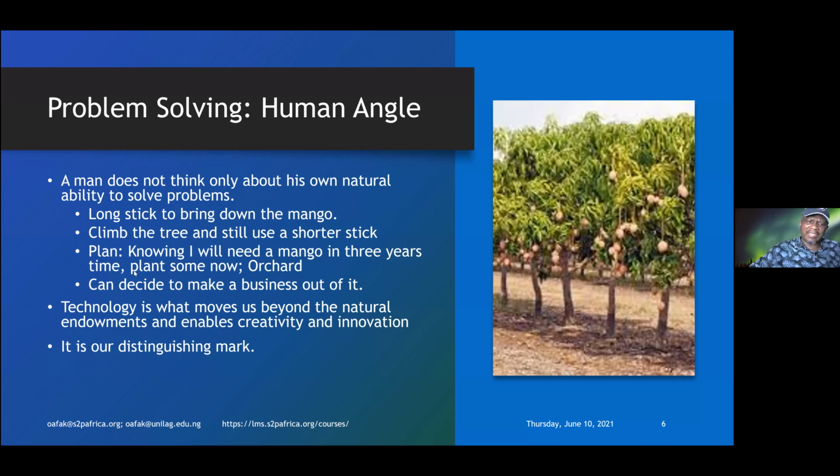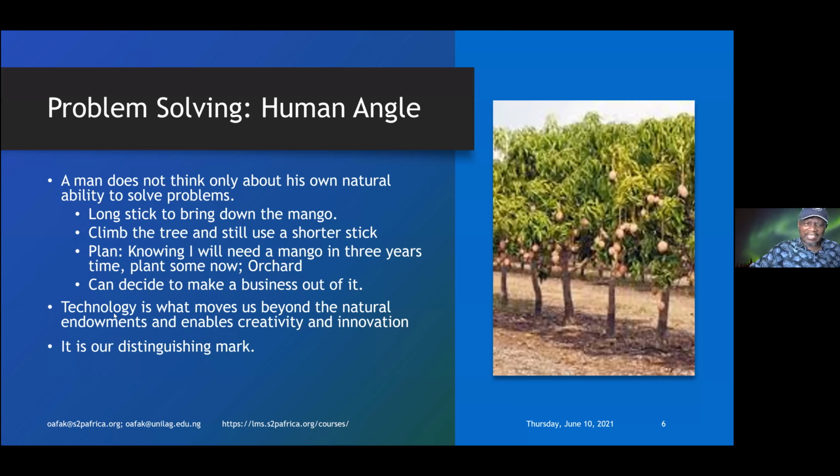Or he can make a plan and tell himself, knowing that I will need a mango in 3 years, let me grow some now. Maybe in 3 years' time, the tree will be matured and I can start eating mango in my own compound, and nobody will even compete with me there. He plants an orchard. He can even decide to make a business out of it. And when you see mango trees planted in a line or in several lines, you know that it is not occurring naturally.